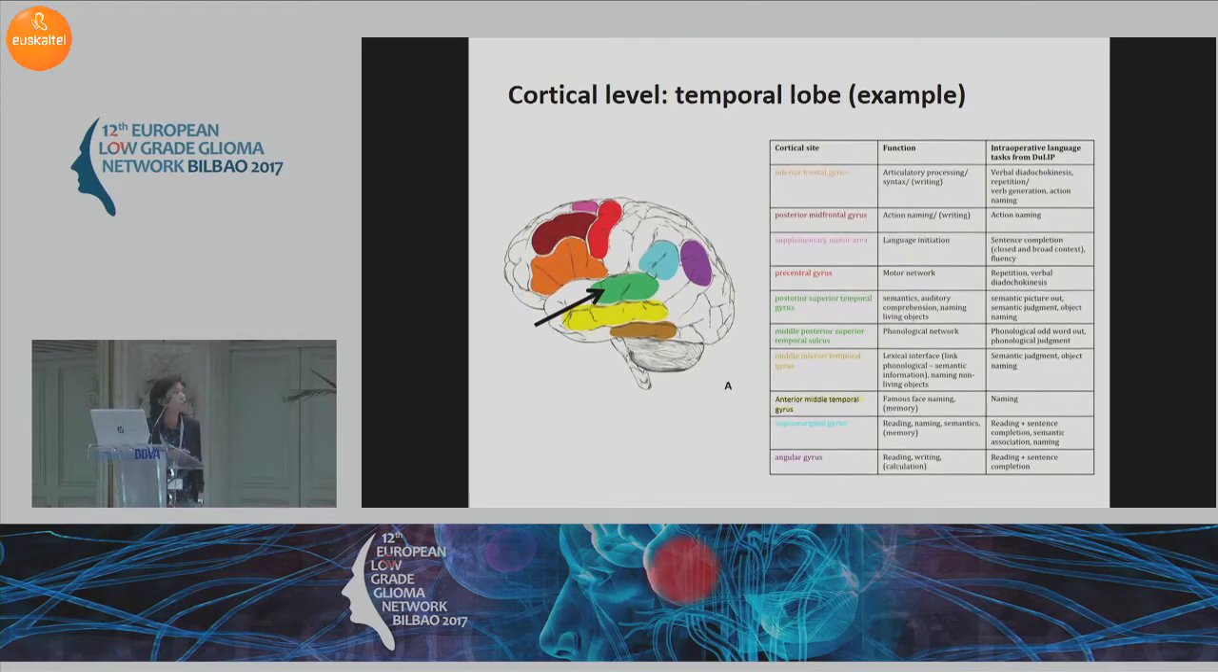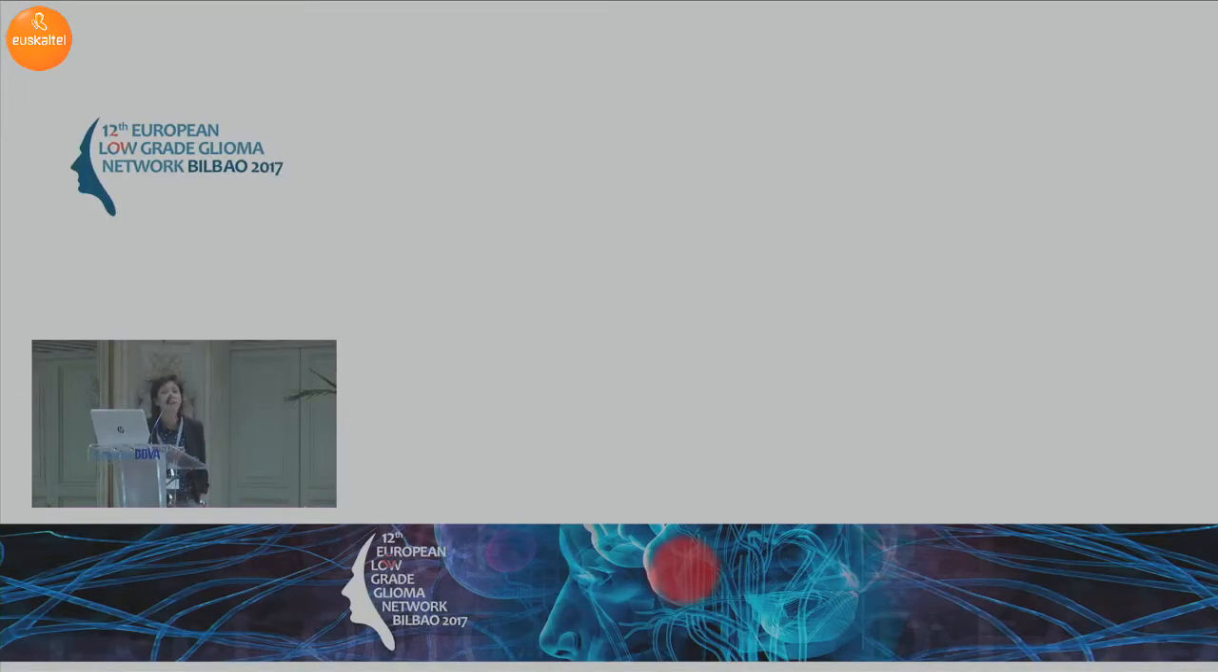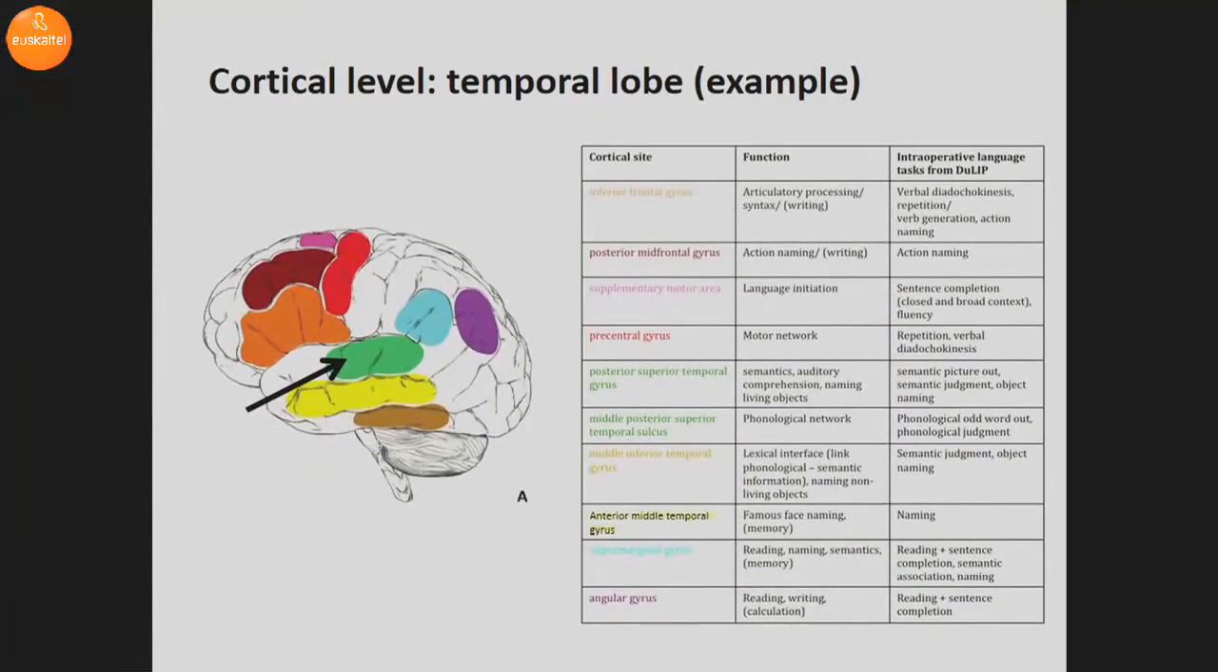We also look at tumor location, and we looked into the literature and made a scheme, which can be used as a starting point. It's not the case that you have to administer these tasks in a certain area; it is a guiding line. We all know that brain plasticity can play a role, so this is a guide.